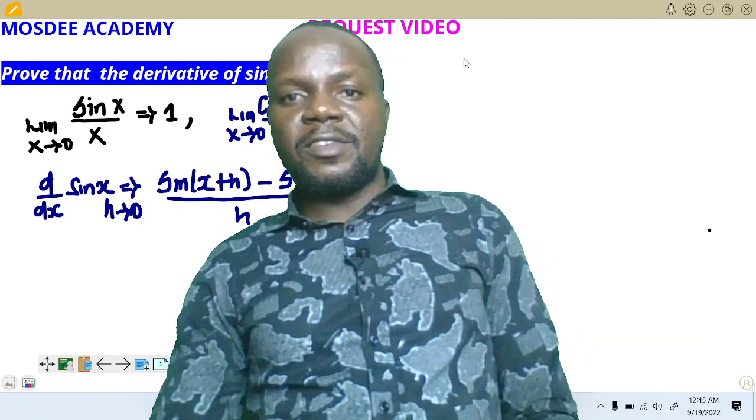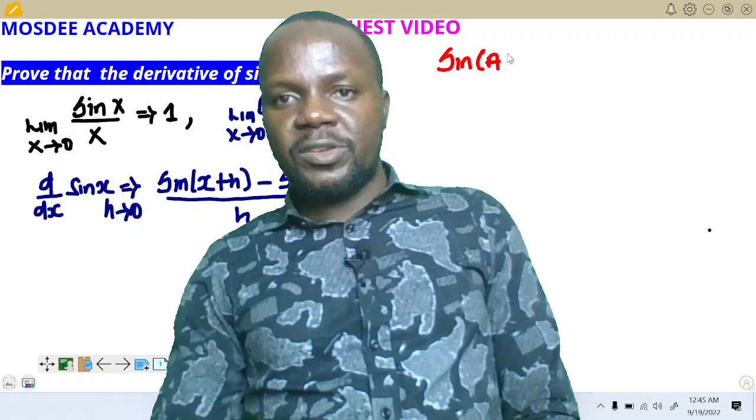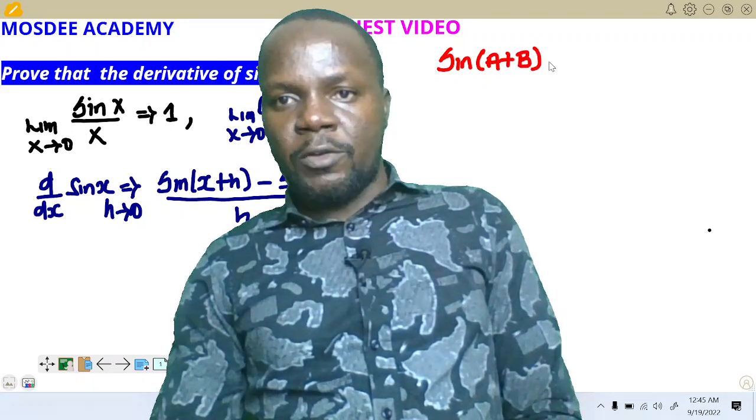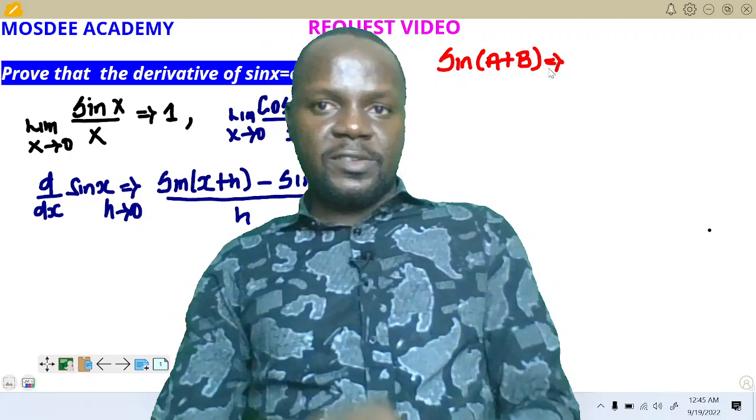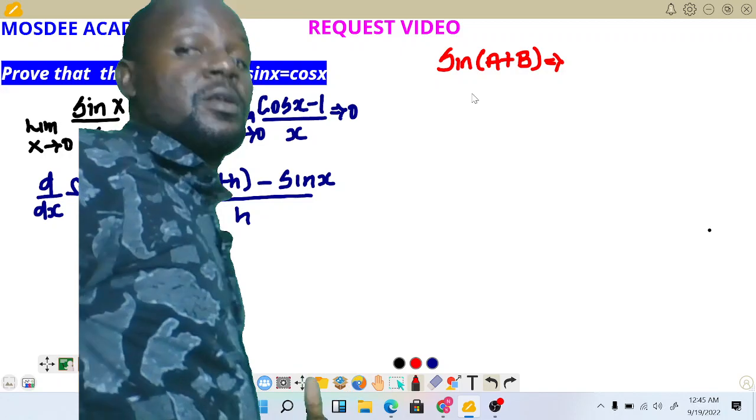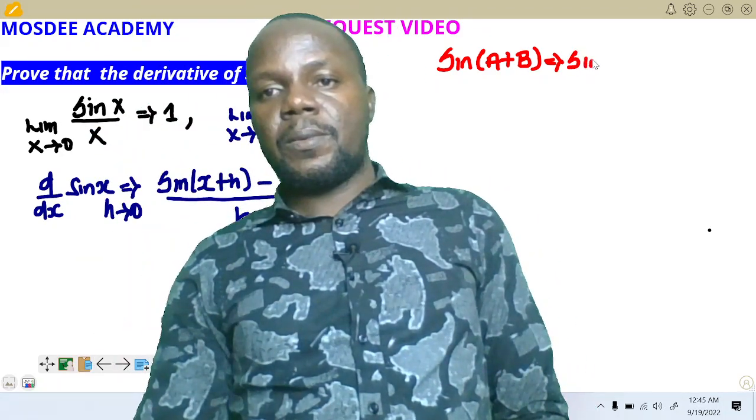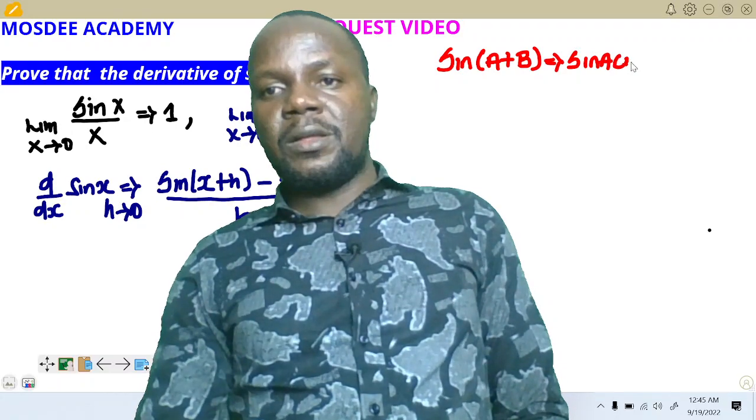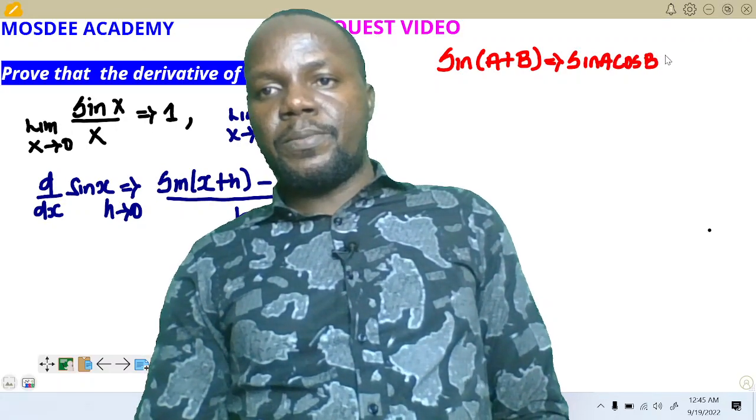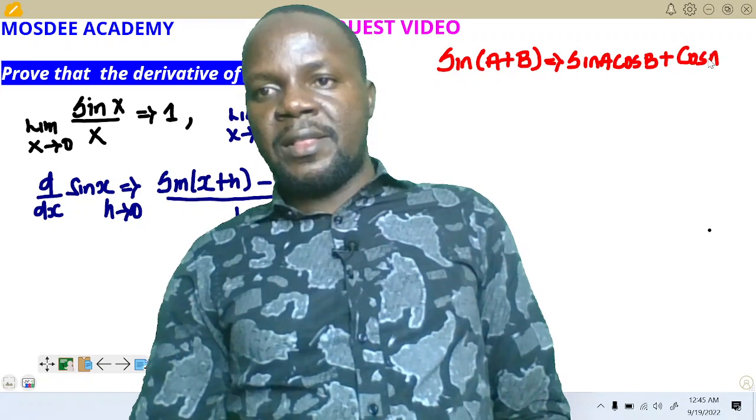So the trigonometric identity of sin(A plus B), which I believe many of us know, and if you don't know it, that is why I'm trying to show it for you to see. It is the same thing as saying sin A cos B plus cos A sin B.